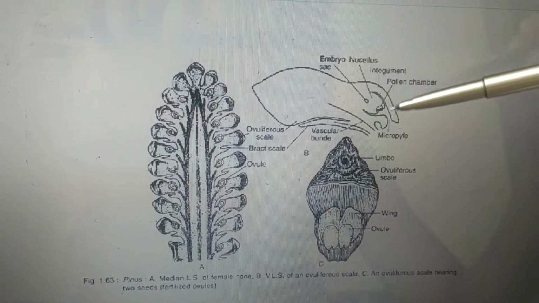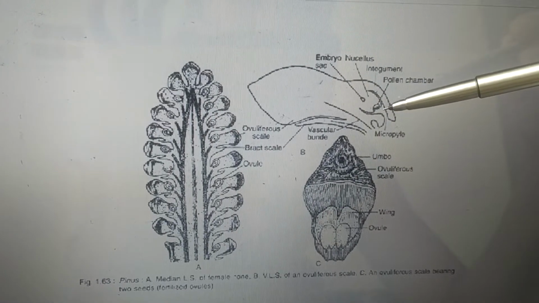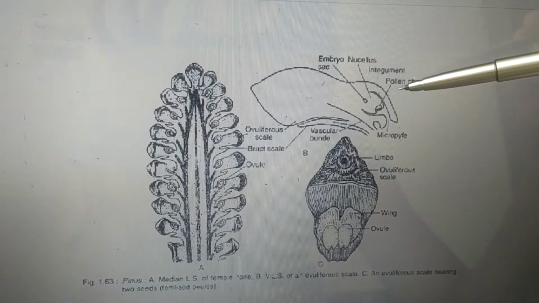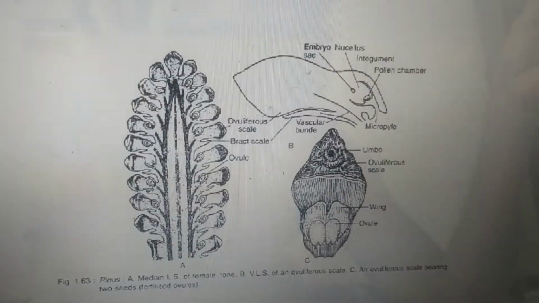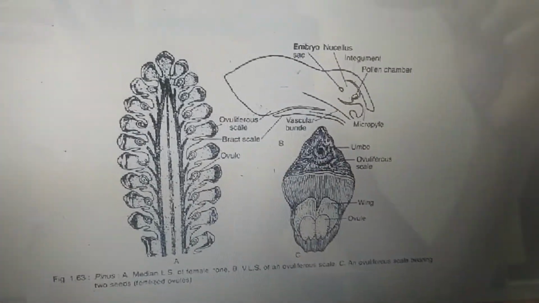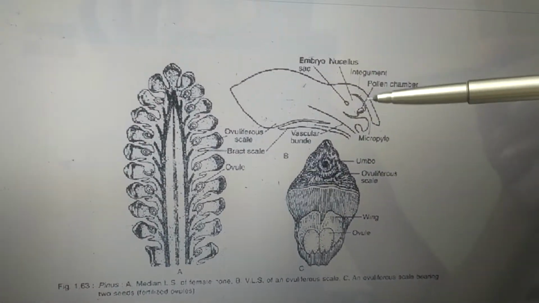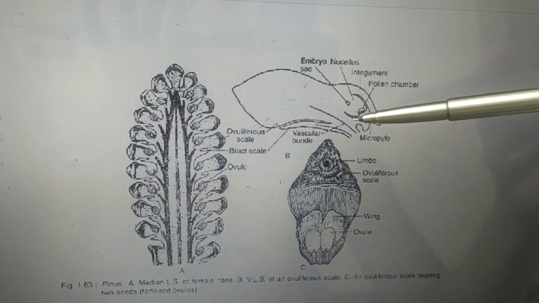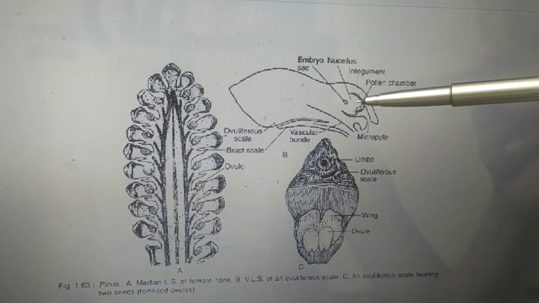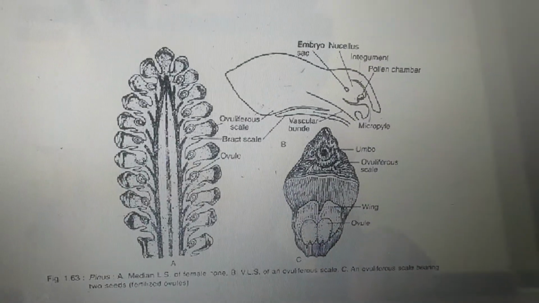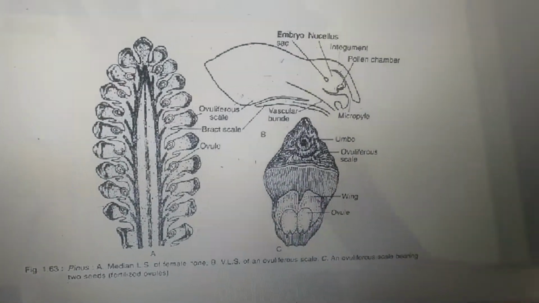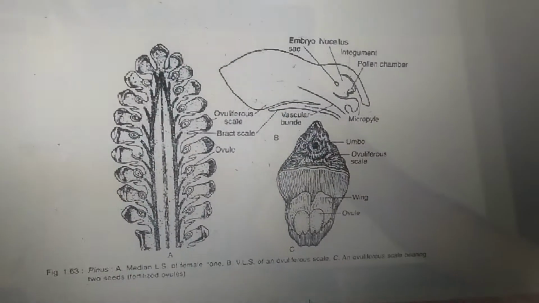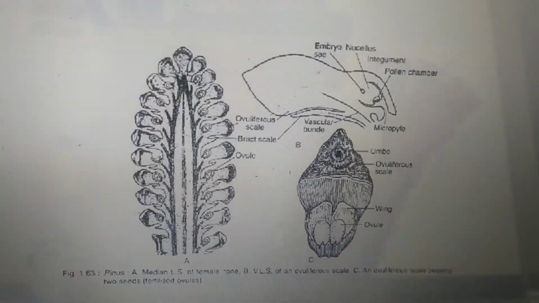Actually this is the development of the ovule, where there is formation of the micropyle followed by the pollen chamber, where pollen grains are going to rest prior to fertilization, and the integument, that is the covering of the ovule, followed by the nucellus region and the formation of the embryo sac. This is what we are going to see now in a more diagrammatic view.